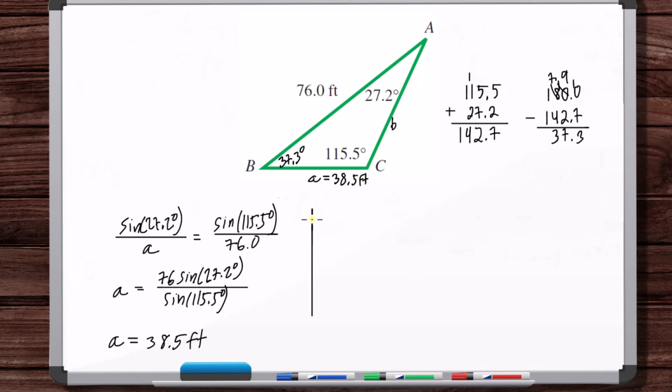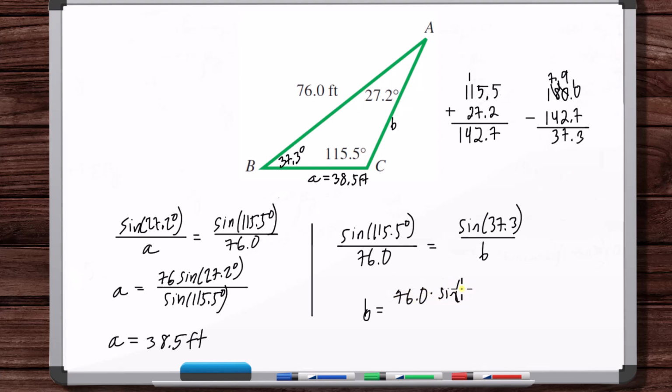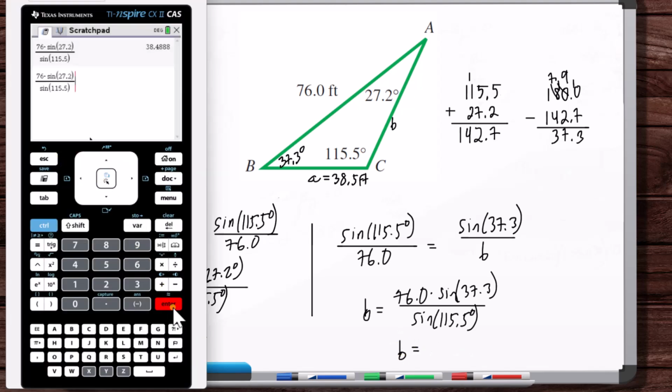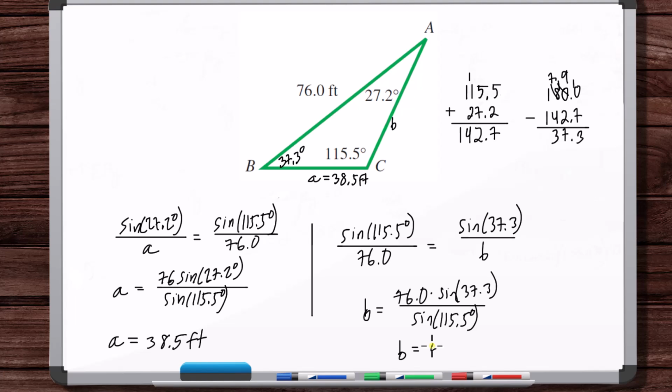All right, so now we've got sine of 115.5 degrees over 76 is equal to sine of 37.3 over B. So we can see that B is going to be 76 divided by sine of 115.5, times sine of 37.3. There we go, so 51.0 feet.